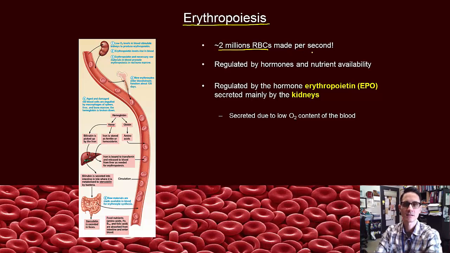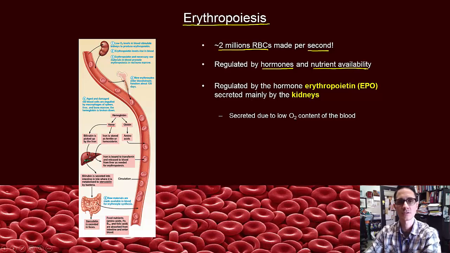and we're going to manufacture millions of red blood cells every second. Okay, so this tells us just about how many red blood cells we have in circulation if we're manufacturing this many per second. How do we make red blood cells? Well, the direction of the process by which we make erythrocytes is controlled by hormones. Okay, and it's also controlled by nutrient availability.